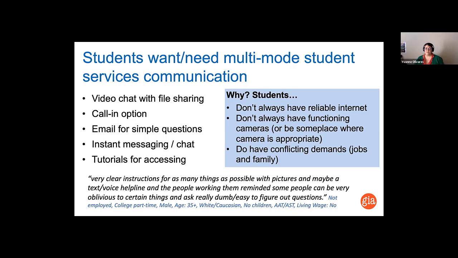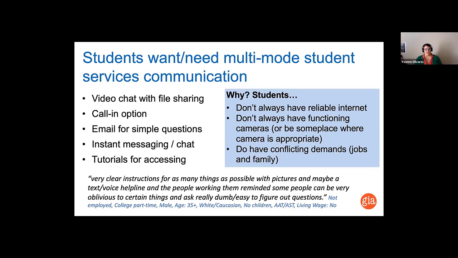And then of course they have really conflicting demands. They've got jobs, they've got families. And so their multi-mode wish list for student services, and they're aware that they can't get all of these, so they wish the colleges would do all of them. But first is video chat with file sharing. There's some colleges that at the beginning of the pandemic were using things like FaceTime, and students really appreciated that colleges were making the effort of trying to find different ways to connect.